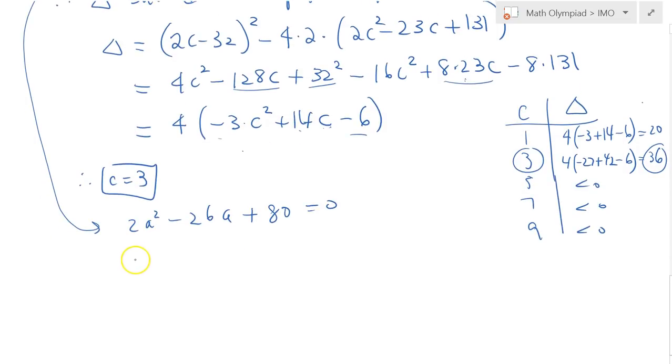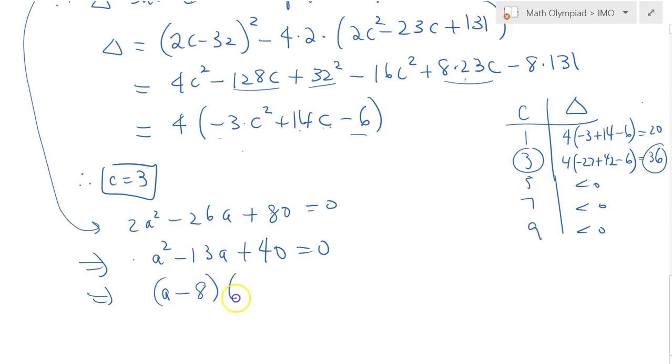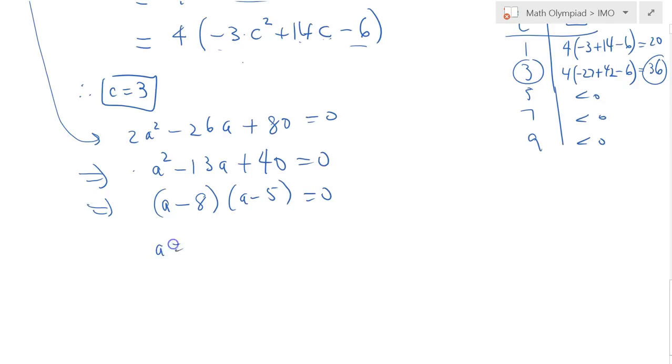Almost done, guys. Come on, hang on. So this implies, dividing everything across by 2, a squared minus 13a plus 40 equal to 0. Okay, I should be able to factor this. I don't want to use the quadratic formula. Minus 8 minus 5, yes. Oh, two subcases. a is equal to 8 or a is equal to 5. Oh boy.